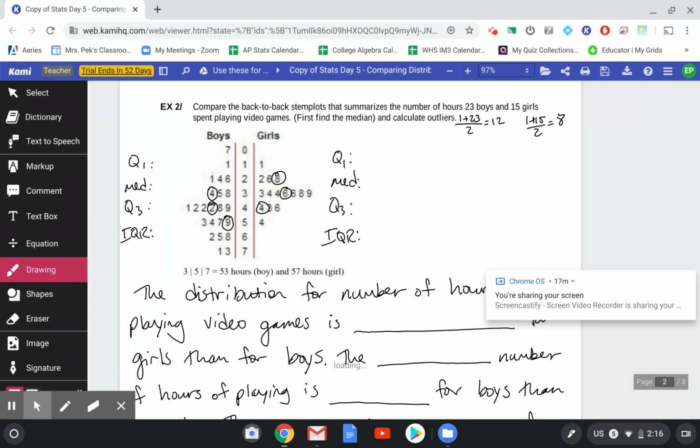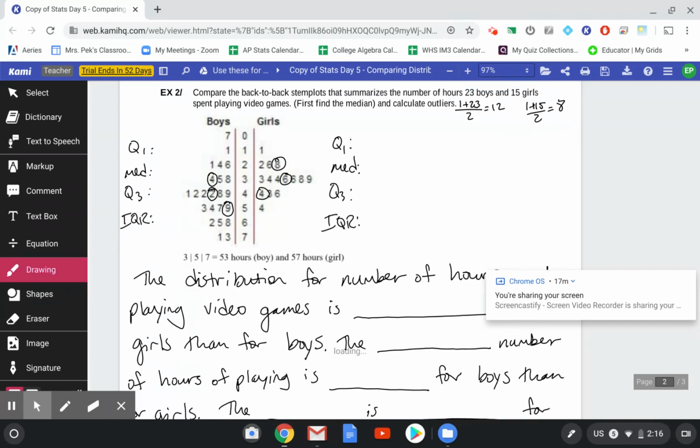So the first thing you want to do is, if I have 23 boys, then 1 plus 23 divided by 2, the 12th value is going to be my median. So I've already kind of circled that here. That's this piece here, the median. So that's the number 42 for the boys. The Q1 is 34, the median of the lower half, and the Q3 is 59, the median of the upper half. So my IQR is Q3, which is 59, minus Q1, which is 34. So I get 25 for my IQR.